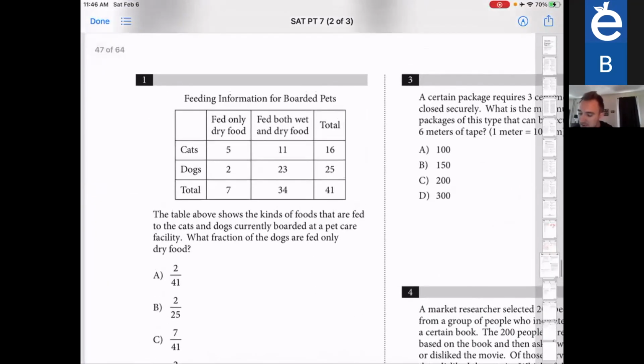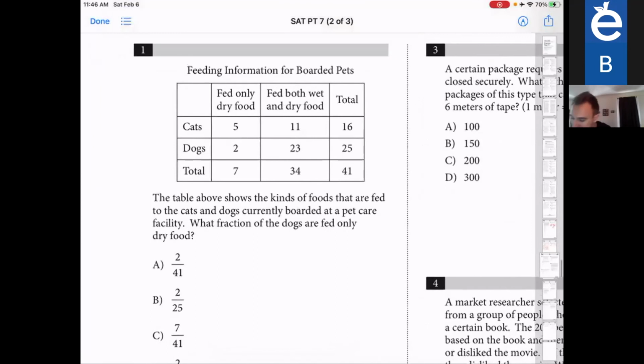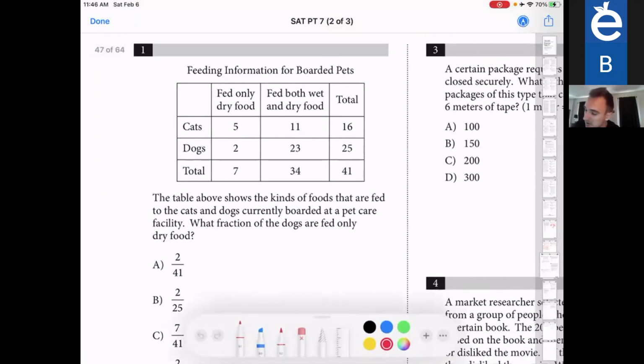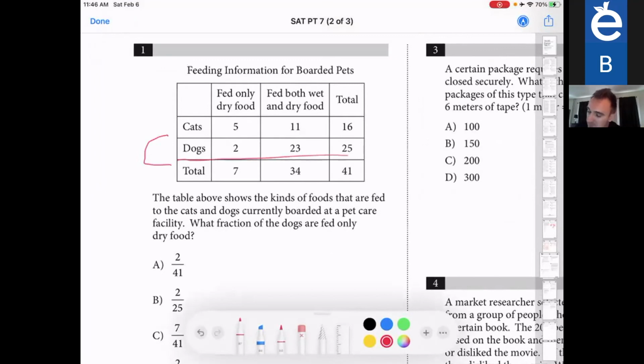So pretty straightforward one. Number 1. Question says, what fraction of the dogs are fed only dry food? Well, we should be looking here clearly at this row in the table. Fed only dry food are 2.